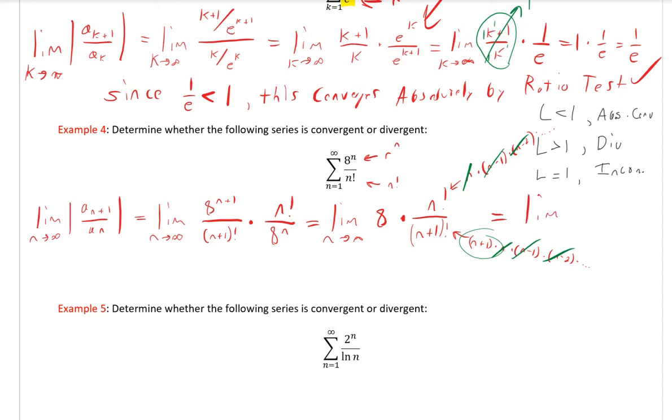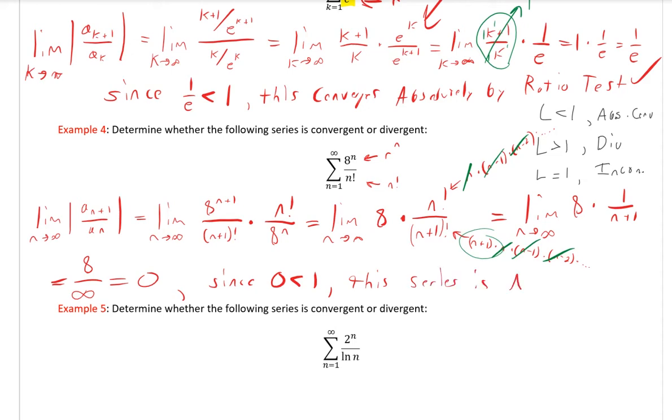So this becomes the limit as n approaches infinity of 8 times 1 over n plus 1. Which, this limit of 8 times 1 over n plus 1, goes to 8 over infinity, which is 0. With that value of the limit, we say that since 0 is less than 1, this series is absolutely convergent.